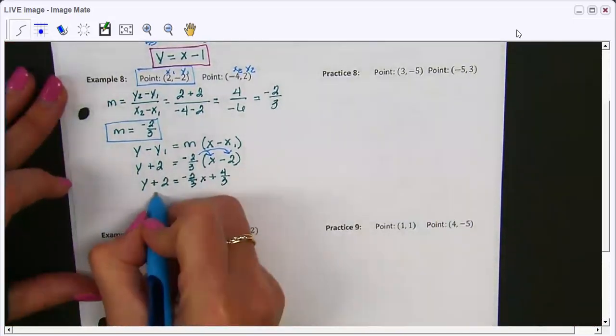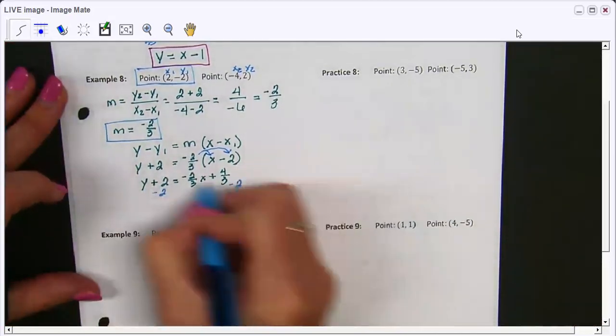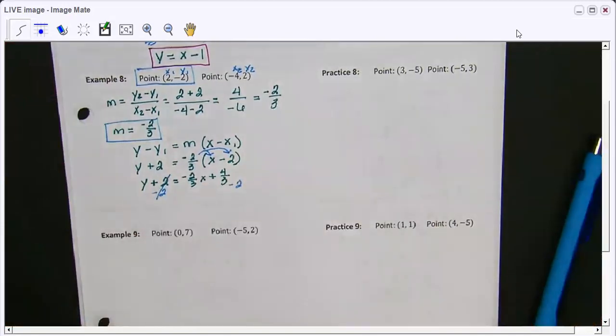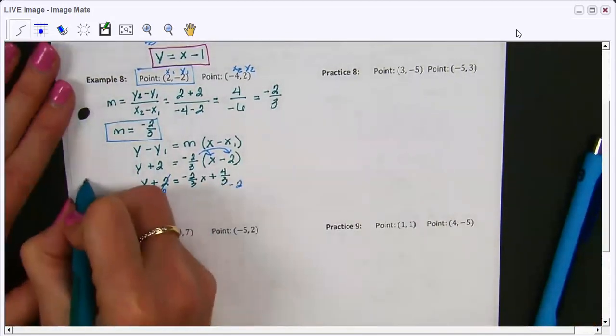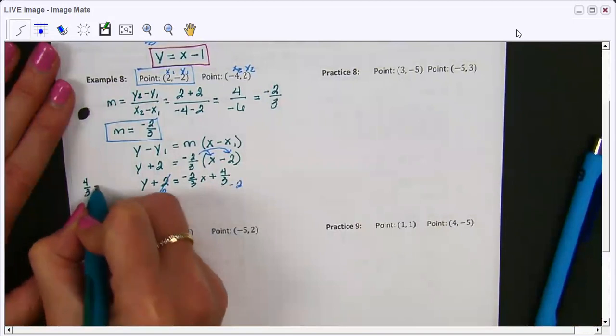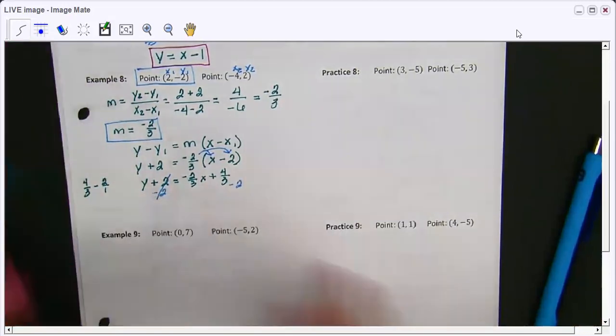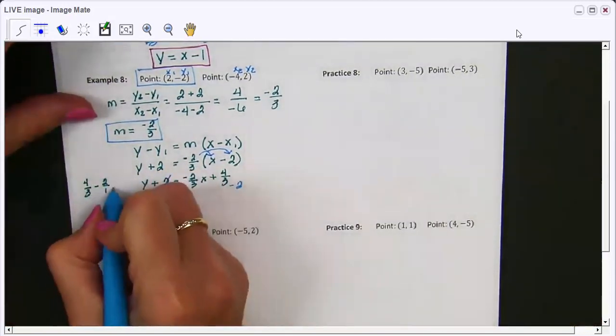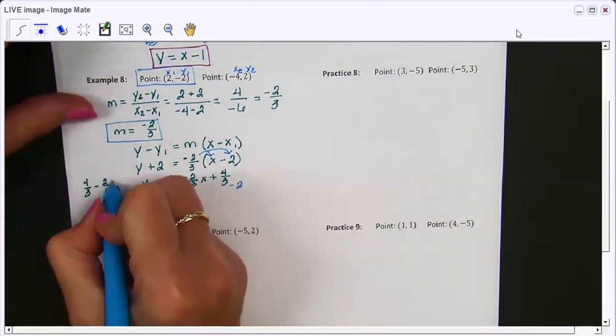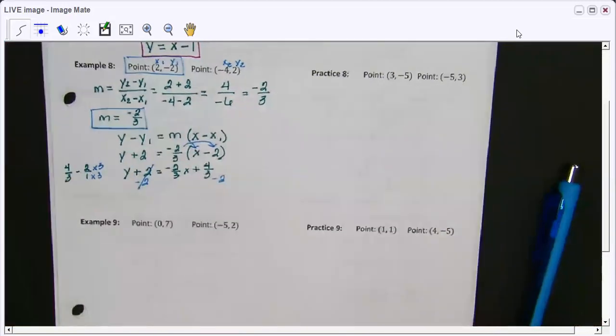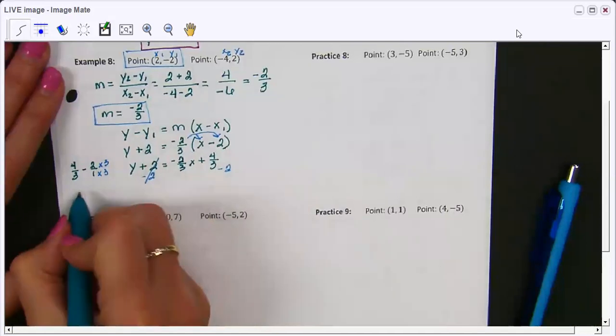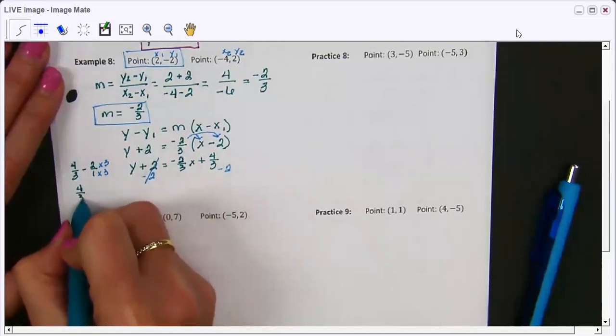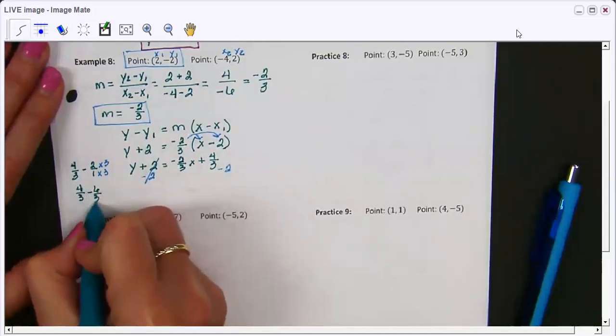And then we have to subtract 2 on both sides. Over here, I'm going to solve my fraction. So I have 4/3 minus 2 over 1. My denominator is 3, so I multiply my 2 over 1, numerator and denominator, by 3. And I get 4/3 minus 6/3.